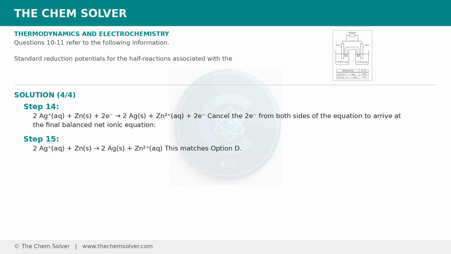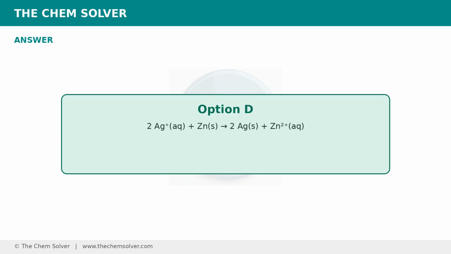2Ag⁺ + Zn → 2Ag + Zn²⁺. This matches option D. The correct answer is option D. 2Ag⁺ + Zn → 2Ag + Zn²⁺.